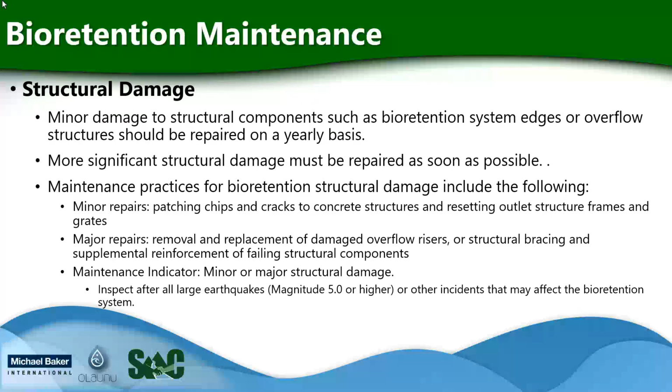Maintenance practices for bioretention structural damage include minor repairs, such as patching chips and cracks to concrete structures and resetting outlet structure frames and grates. Major repairs include removal and replacement of damaged overflow risers, structural bracing, and supplemental reinforcement of failing structural components. Maintenance indicators include minor and major structural damage, and then you should be inspecting after all earthquakes of magnitude 5 or higher, or other incidents that may affect the bioretention system.